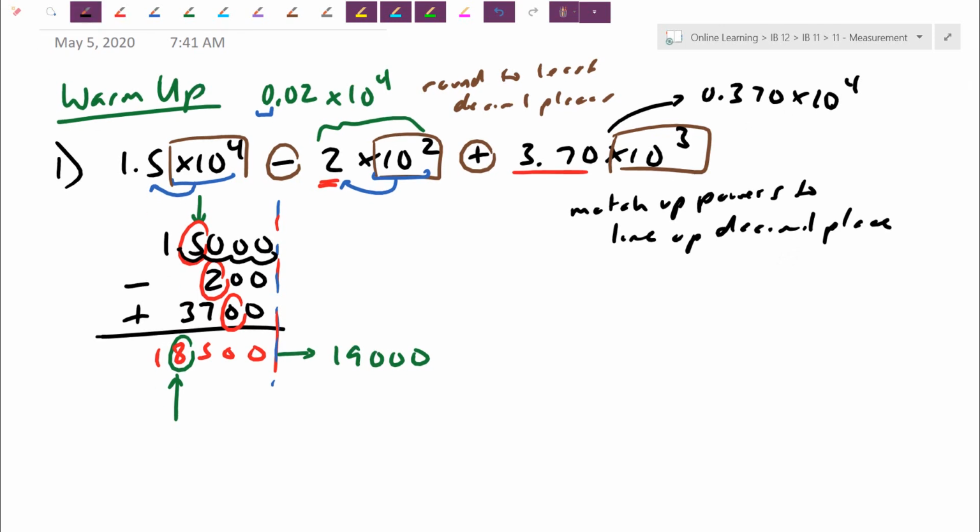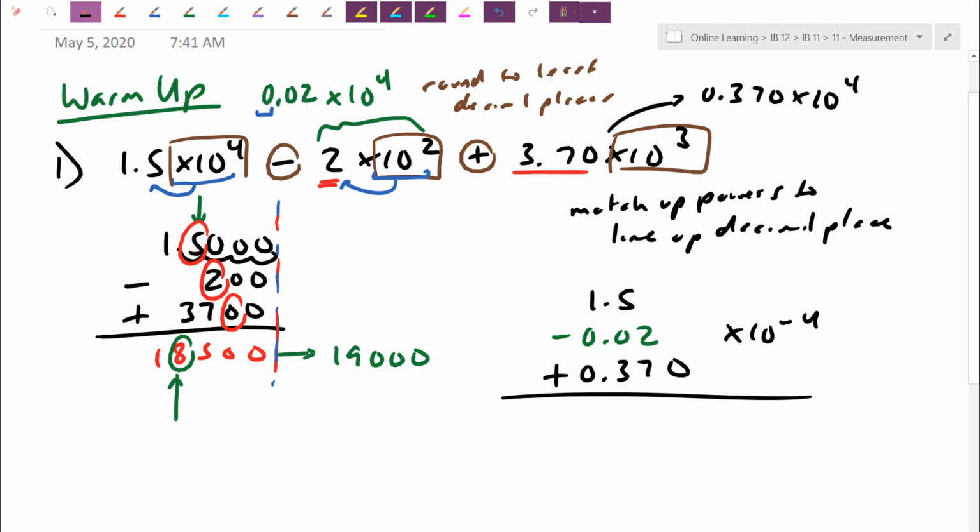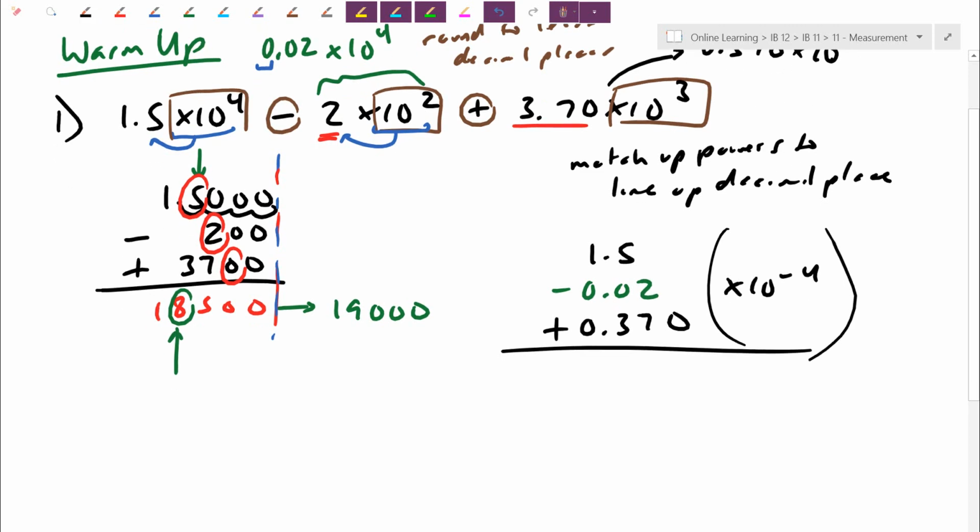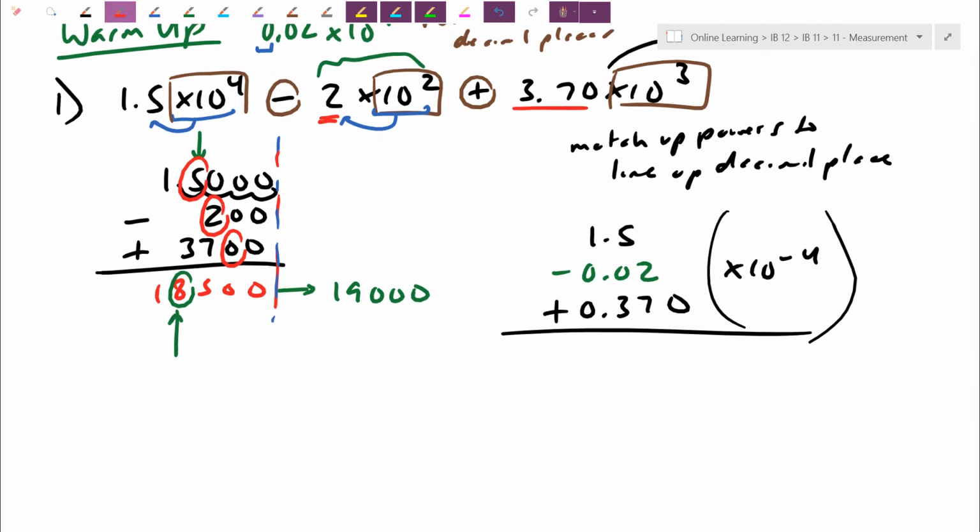And in this case, because now they're all 10 to the 4, I can then say 1.5 is times 10 to the negative 4. Then I have a minus 0.02, which is also times 10 to the negative 4. Then 0.370, which I'm going to add, also times 10 to the negative 4. Effectively, I factored the times 10 to the negative 4 out. The decimal places are now going to line up, right? Even though they weren't correct scientific notation. This right here would give you the 1850 like you said.